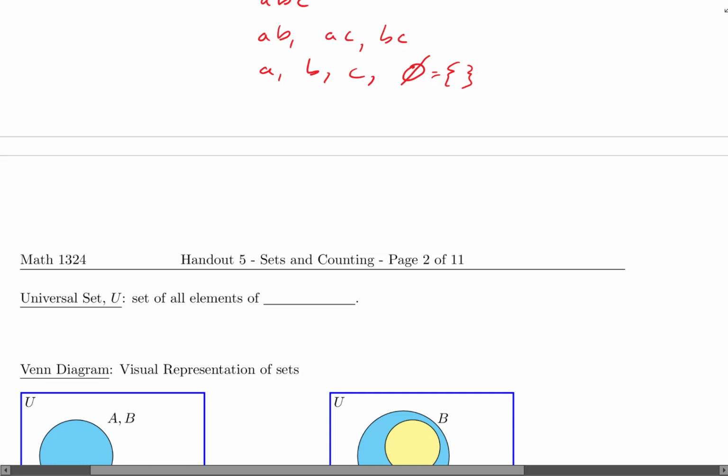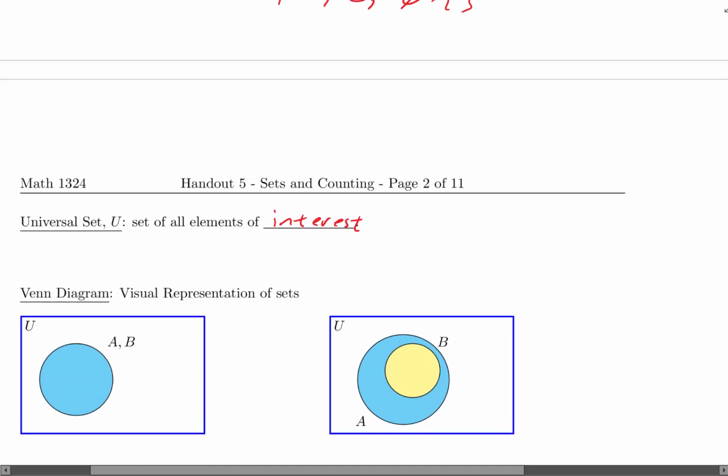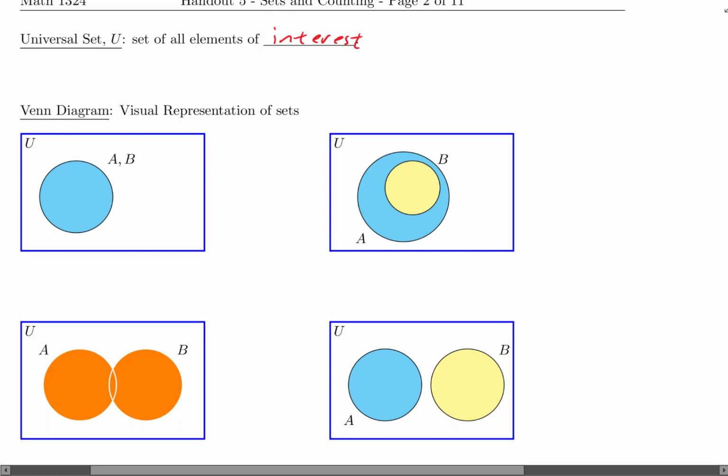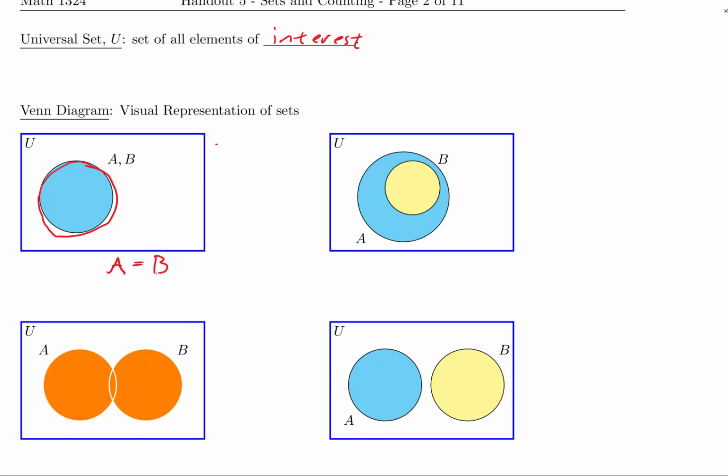All right, so the exact opposite of the empty set is the universal set. It's the set of all elements that are of interest to whatever it is we're doing. So let's look at these Venn diagrams. A Venn diagram, as it says here, is simply a visual representation of the sets. So note on this first one here, A and B cover all the same information. So this is the case where A equals B. Right here, note that B is a subset of A.